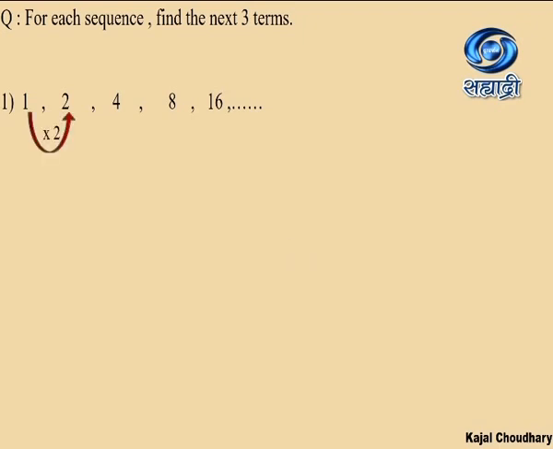If you observe, 1 multiplied by 2 is 2. Now, you must have guessed how we got 4? It is 2 multiplied by 2, that is 4. Then 4 multiplied by 2 is 8. 8 multiplied by 2 is 16. Now we know that the sequence is proceeding in multiples of 2. Therefore, 16 multiplied by 2 will be 32. 32 multiplied by 2, 64. 64 multiplied by 2, 128.